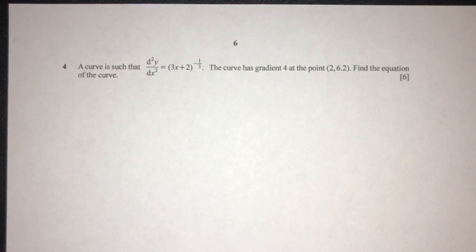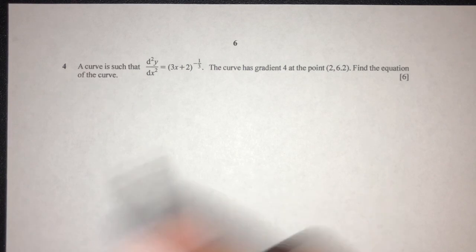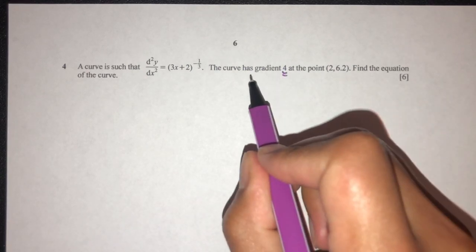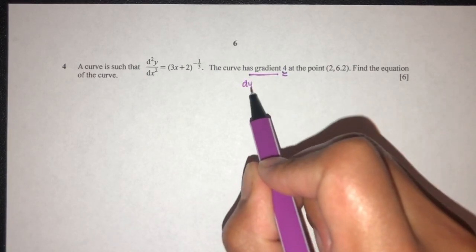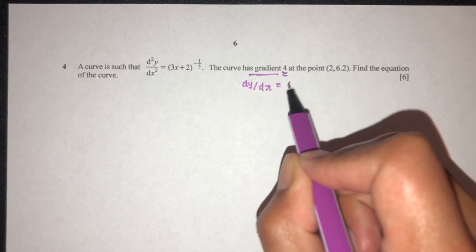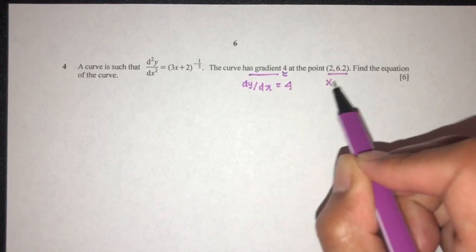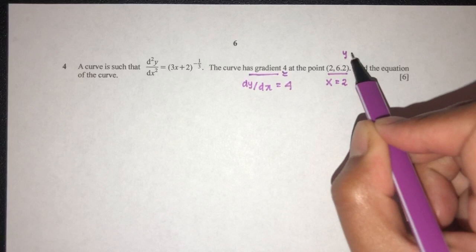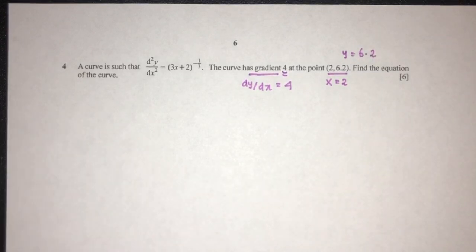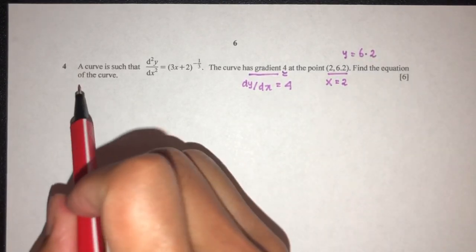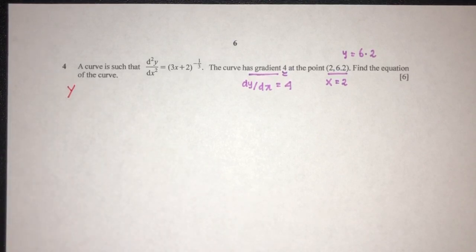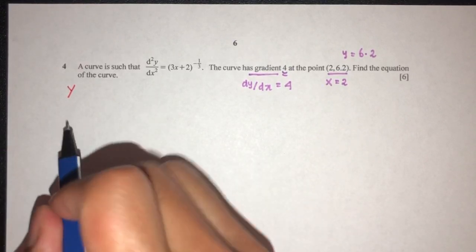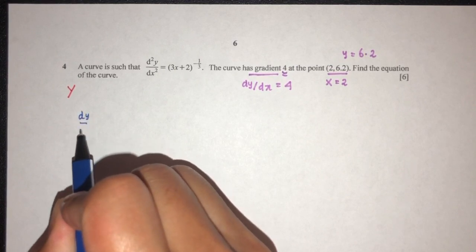Now for part 4, we have a curve such that d2y by dx2 is given by this equation. The curve has a gradient of 4. Now we have to understand what the gradient of a curve is. It is simply dy by dx. It has the value of 4 at this point where x is equal to 2, y is equal to 6.2. Now we have to find the equation of the curve, which means we have to find the value of y.